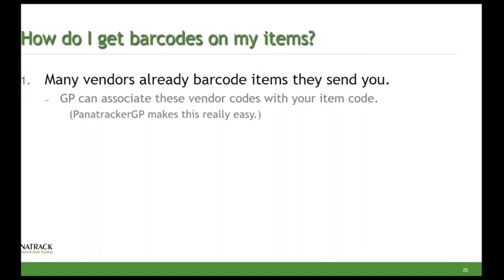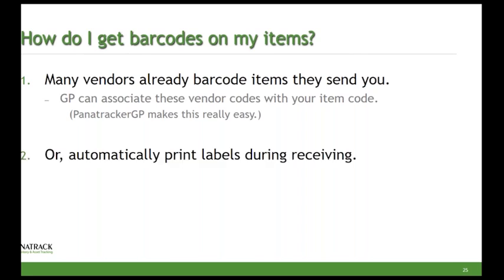And we make this really easy during the receiving process. We can actually add those on the fly, so that the next time you scan their vendor barcode, you're going to be able to see exactly, and we literally just flip that to the GP item code.